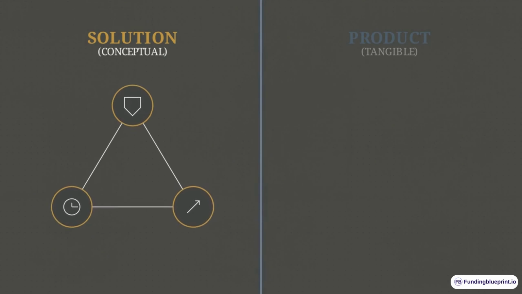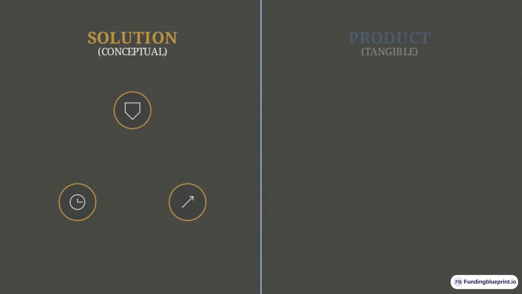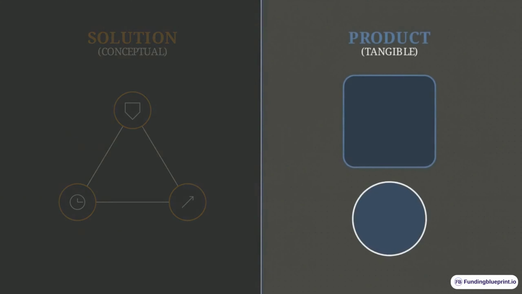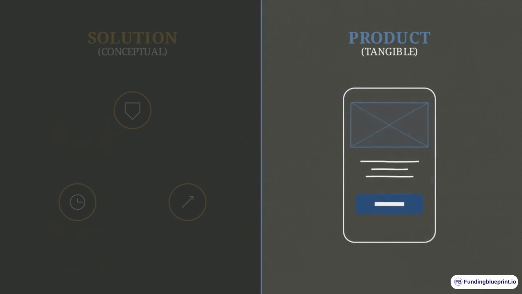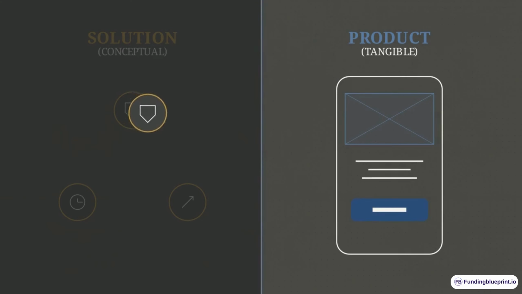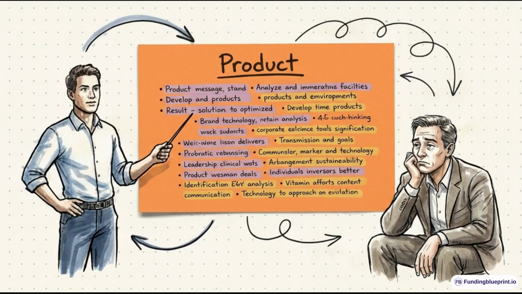The solution slide is a conceptual space, explaining why the product matters and defining high-level benefits. The product slide is a tangible space. Here, you must prove how the product works. Founders often use the product slide to repeat high-level benefits, treating it like a redundant extension of the solution section.